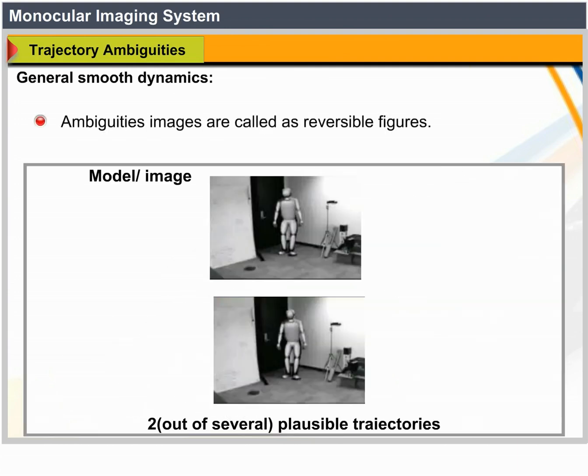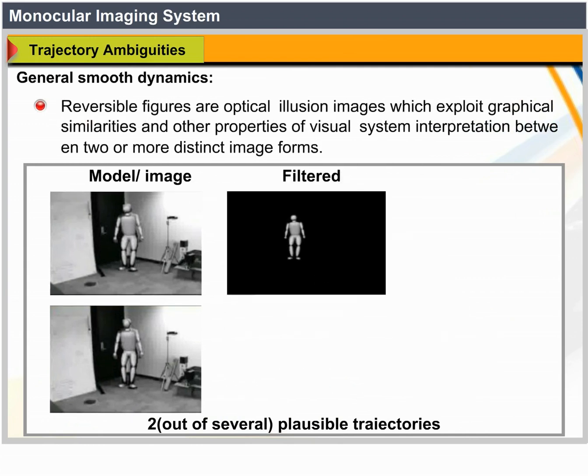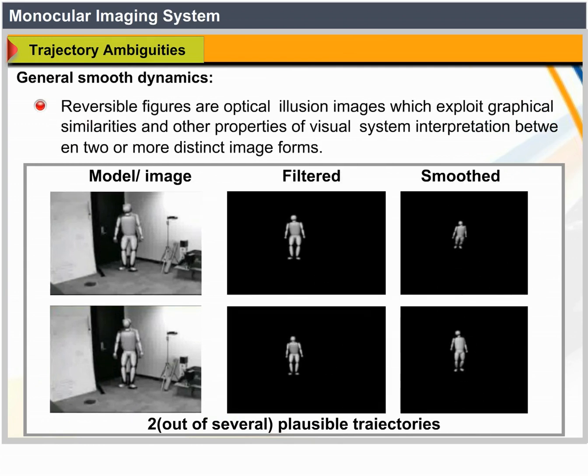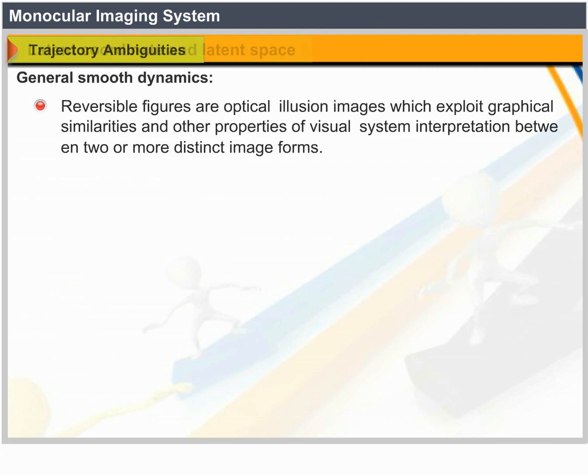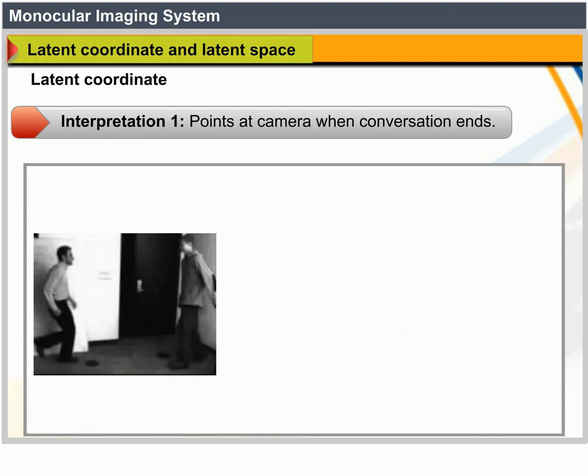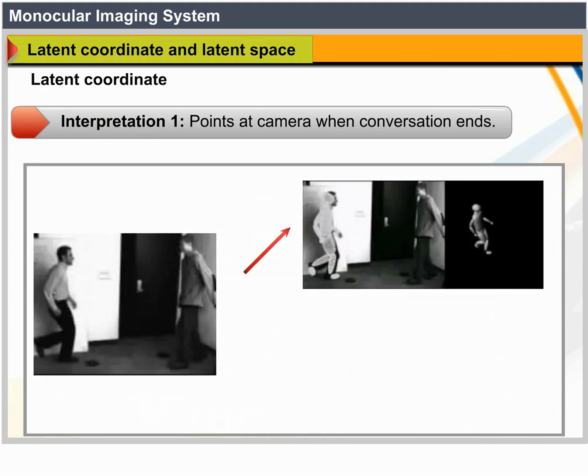Reversible figures are optical illusion images which exploit graphical similarities and other properties of visual system interpretation between two or more distinct image forms. Latent coordinate and latent space. Latent coordinate, interpretation 1, points at camera when conversation ends. Interpretation 2, it says salute when conversation ends.